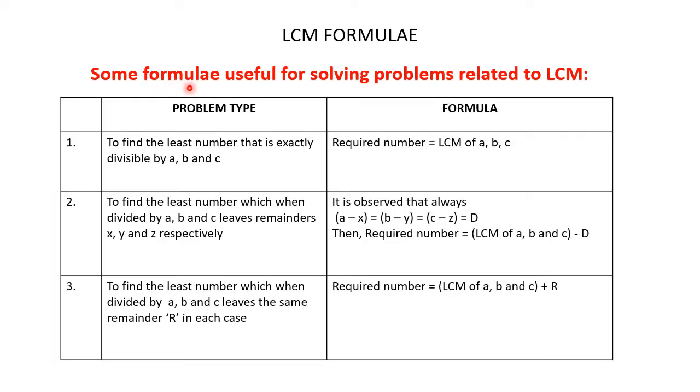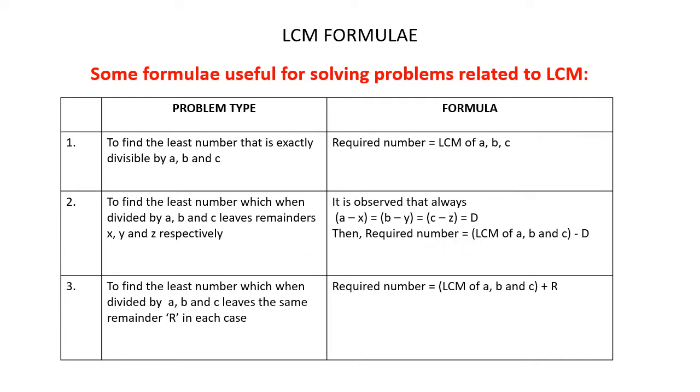Now let's learn some formulae useful for solving problems related to LCM. To find the least number that is exactly divisible by A, B and C, you have to use this formula. Required number is equal to LCM of A, B and C. Next, to find the least number which when divided by A, B and C leaves remainders X, Y and Z respectively, you have to use this formula.